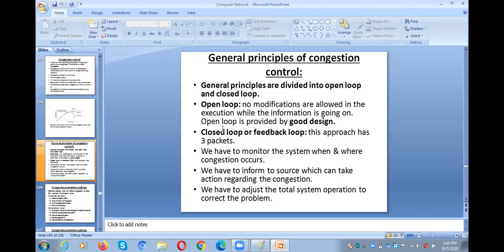So what you need to do is construct the virtual circuit. Whenever you create a connection establishment, at the time of connection itself you need to design a very good network so that there will be no collisions. Okay, that is called open loop. Open loop means it won't allow us to do modifications once the network design is done. So while you are designing the network itself, you need to take care of a very good network design. If you have a very good network design, then the congestion will be low. Okay, that is open loop.